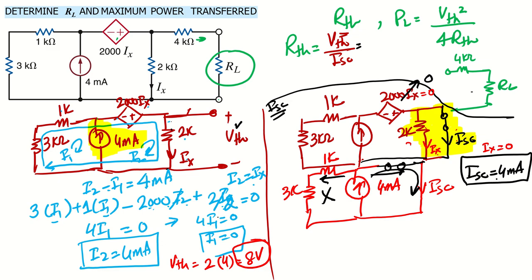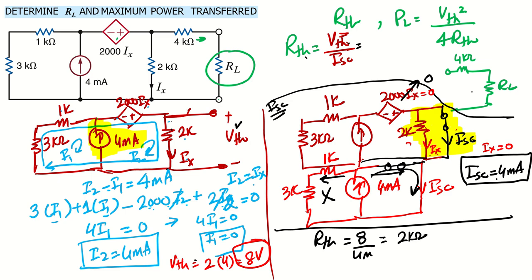So we have short circuit current, we have open circuit voltage, we can calculate R Thevenin. So what will be R Thevenin? V Thevenin is 8 volt, I short circuit is 4 milli, so that will be 2 kilo ohm. Okay, so we have R Thevenin 2 kilo ohm. If you want to make your equivalent circuit, you can put the R Thevenin here and the V Thevenin here.